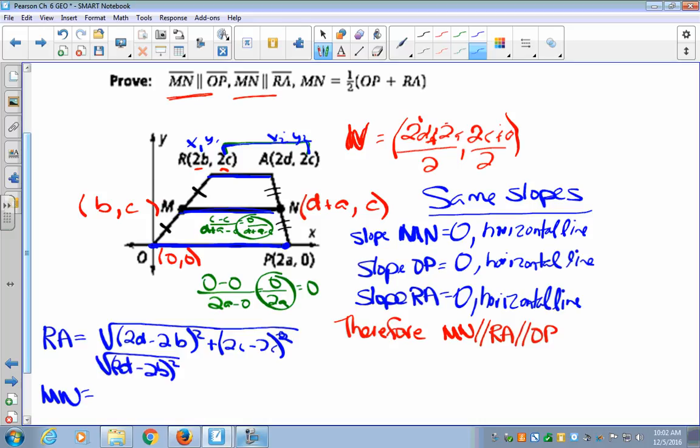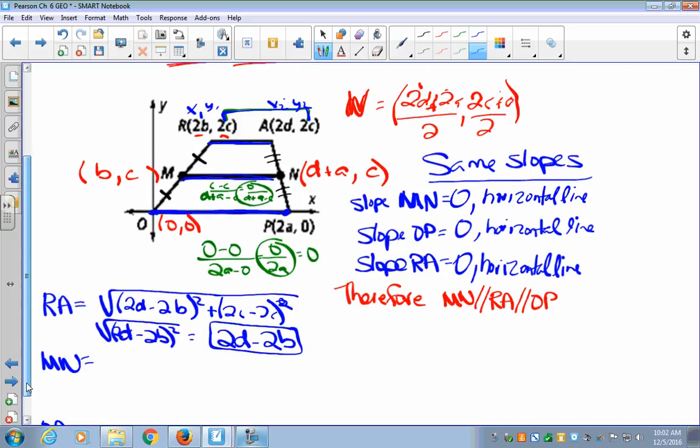So look, I got 2d minus 2b in parentheses. I got the square on the outside. So in this scenario, the square root is going to get rid of the square. And the distance of RA is the difference between my x's. It's going to be 2d minus 2b. I'll highlight that because we're going to use it later.